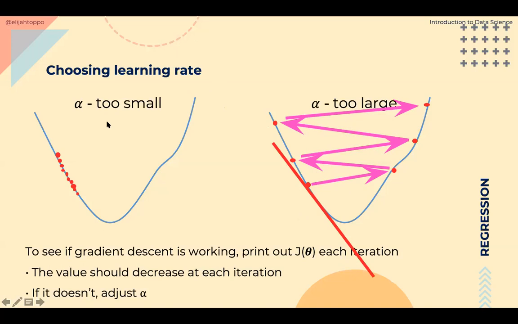Hence, we should hope that we find a good value of alpha, so that our problem does not diverge, but converges. Now, how can you find out if you have a good value of alpha or not? One hope is this: whenever you take a step, we will evaluate the cost at that point.